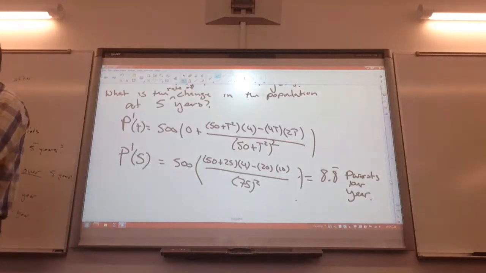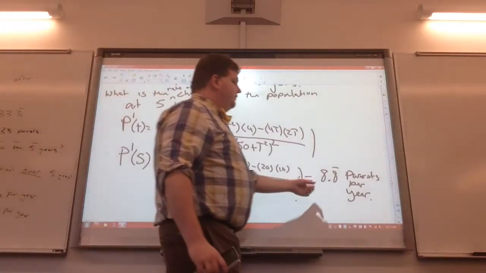Those are also acceptable to say. But the actual rate of change there is 8.8 parrots per year. So look at the difference though. The average rate of change for my 5 years suggested that the number of parrots per year we changed was 26.6 parrots. But at year 5, my change in parrots is only 8.8.